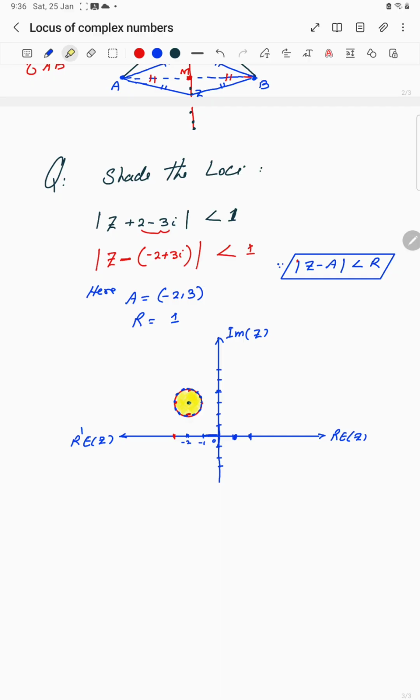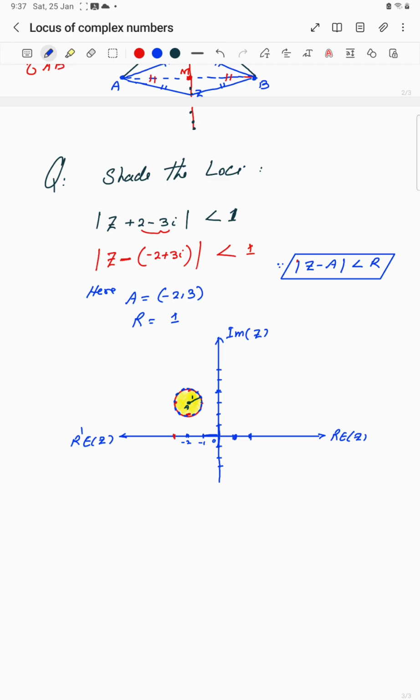Because the distance of z from A, this is the center A and this is R, is smaller than 1. The distance of z from A is less than 1. So the circumference will not be part of the shade; you will shade only the inside of the circle, except the outer boundary circumference. I hope it is clear.